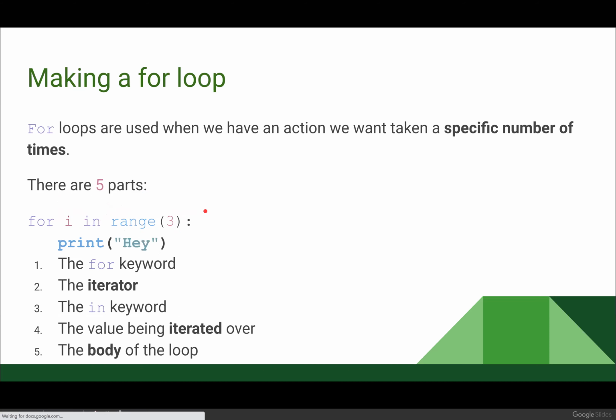And our last piece is the body of the loop. So this will run each time our loop does its loop. So given what you can see here, what do you think will be printed by this code? What do you think is going to be its output?